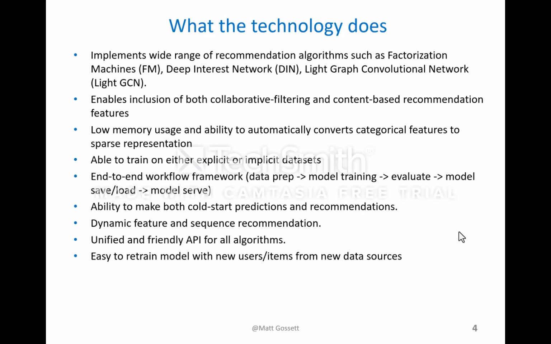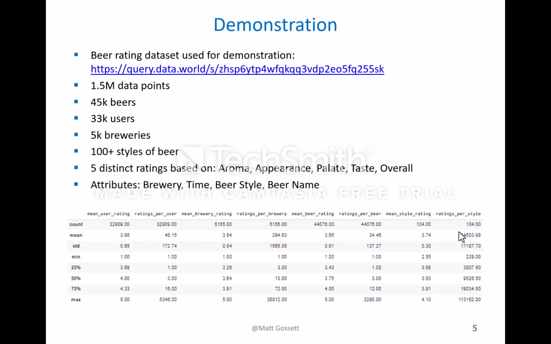Something that's definitely needed with algorithms is how do you handle new users and new items. For new items, similar to new users taking the average, it'll aggregate the existing items and come up with predictions and recommendations for those new items. It has the ability to use dynamic features and sequence. You have a unified API, and it's easy to retrain and add new users and new items and new data sources. So that's great too.